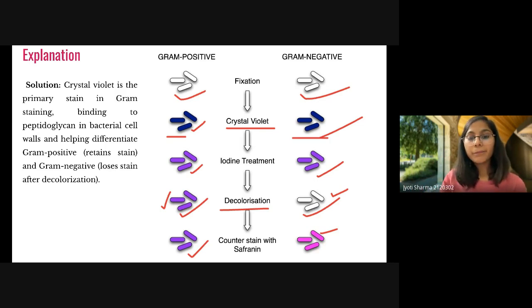Okay, so the primary stain is crystal violet, and the counter stain is safranin. So the answer to the question is crystal violet.